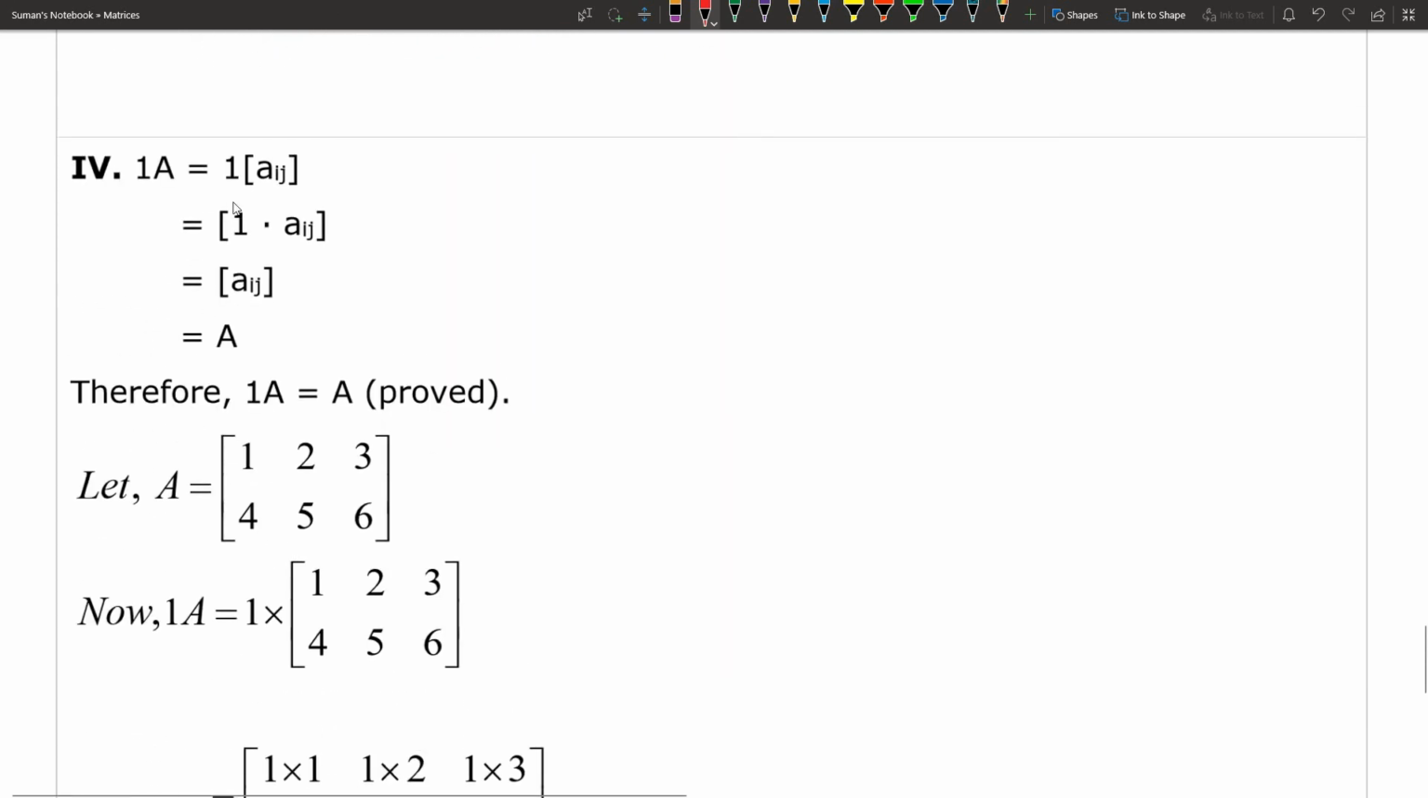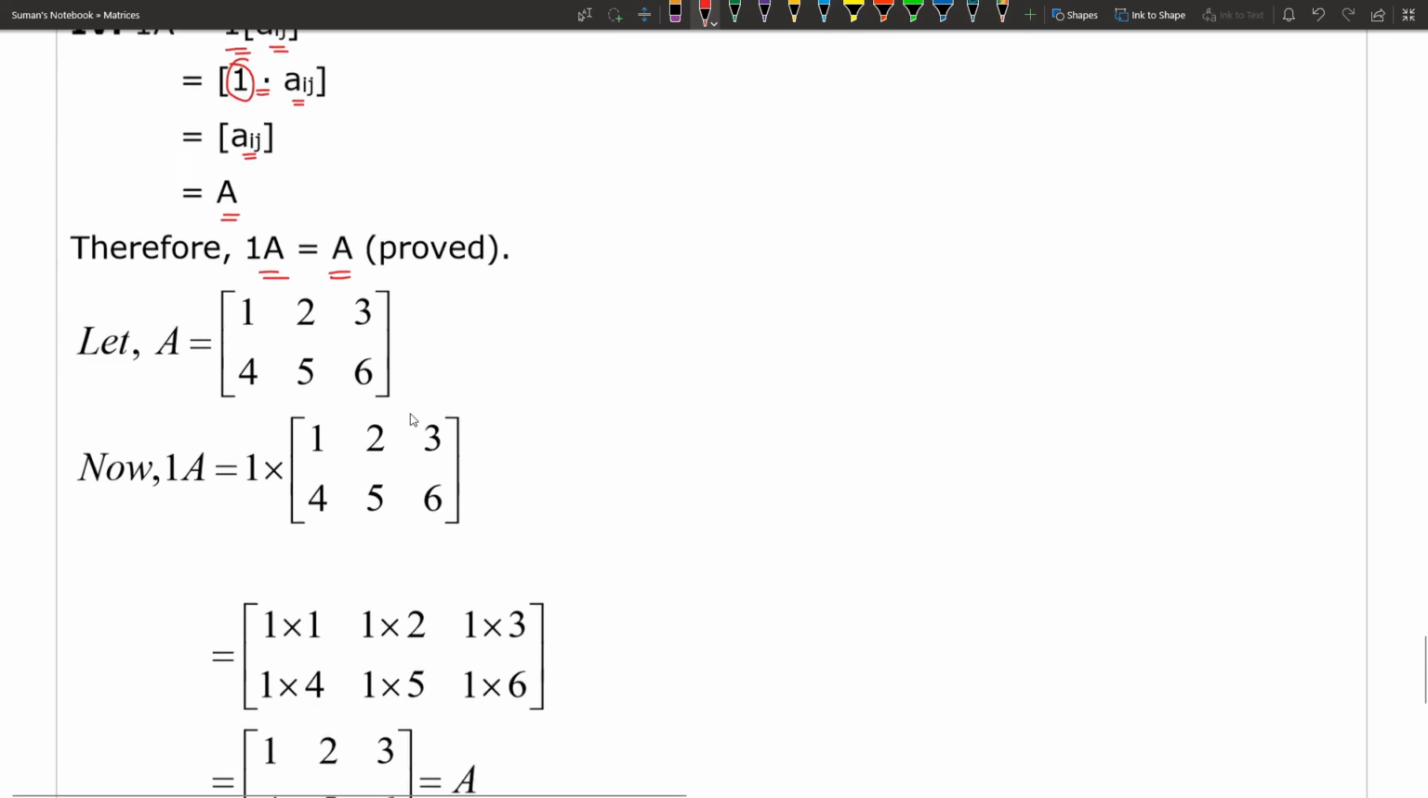Now the fourth property: 1 into A is equal to 1 into Aij. Now each and every element of the matrix is multiplied with the scalar 1. So we get the same result, that is Aij. So we are getting the A. Therefore 1A is equal to A.